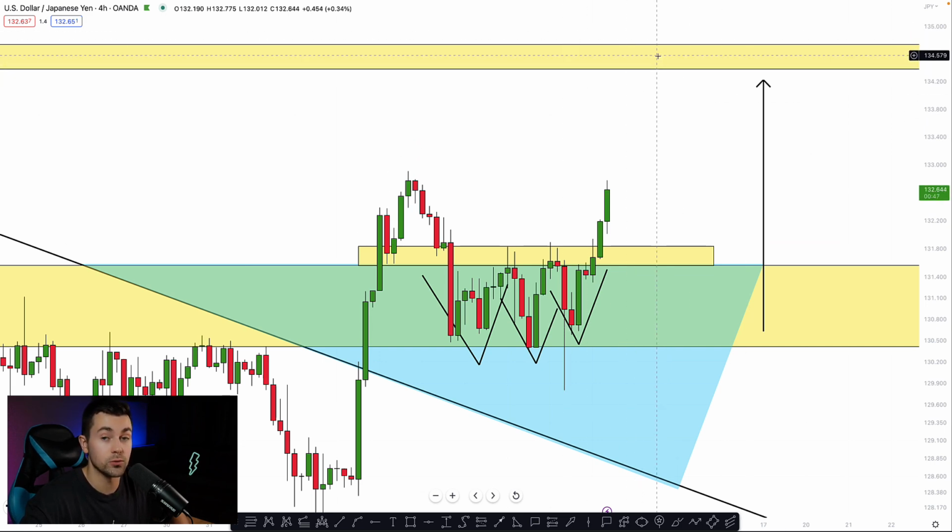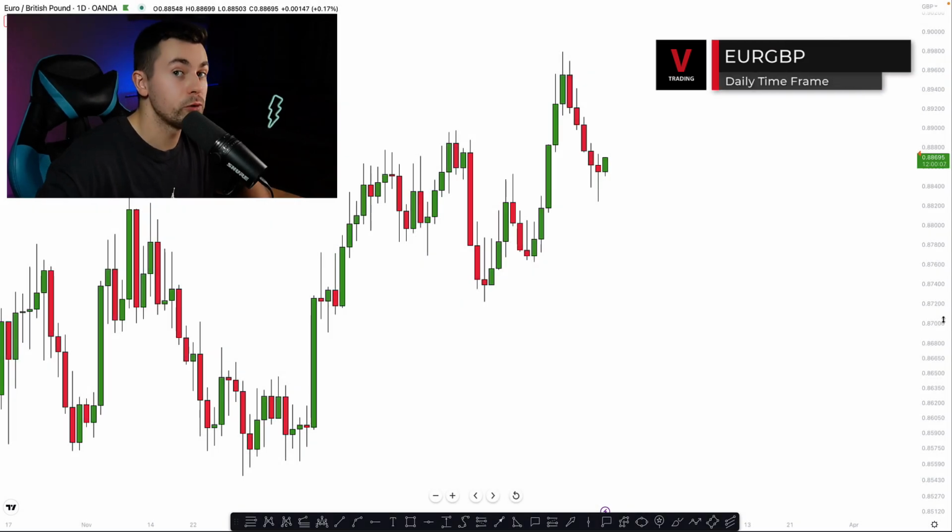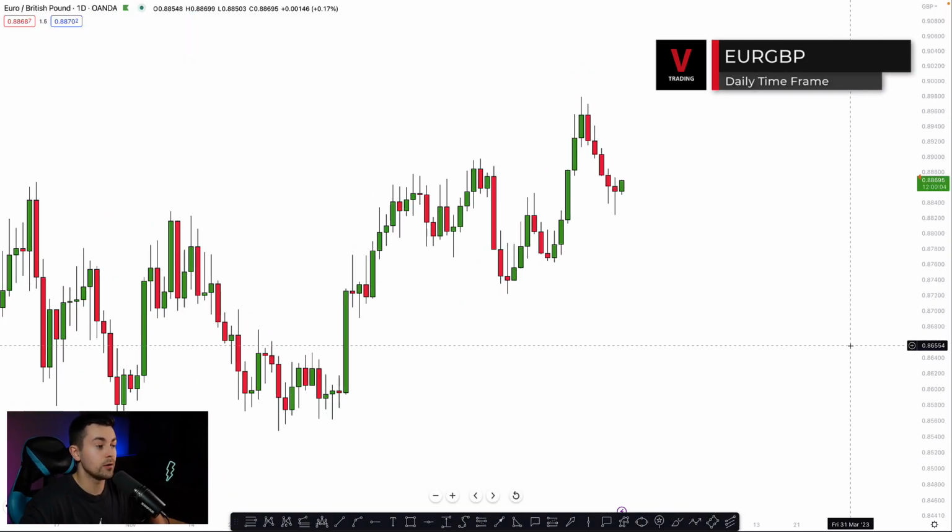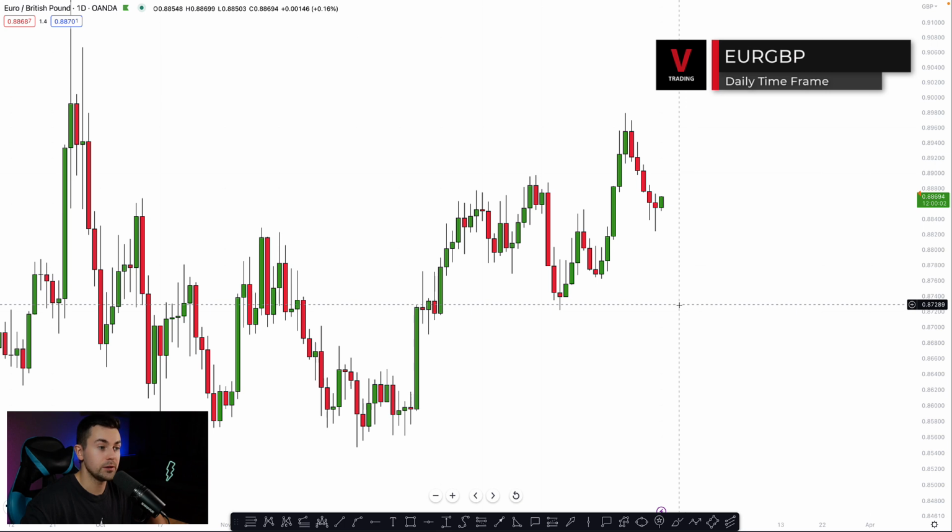So most likely we will keep growing to that yellow resistance. Important update for European pair. Let's analyze the price action here on a daily first.